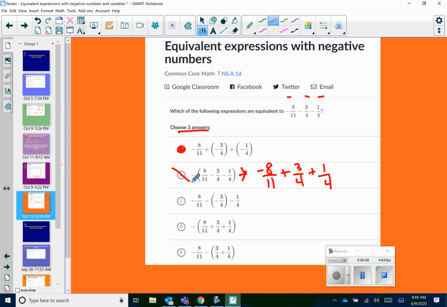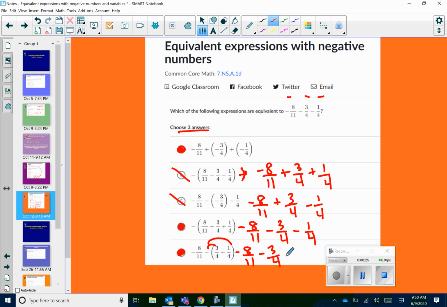Here, I've got this double negative, which if I were to do keep, change, that would become plus 3/4 minus 1/4. So that's not what we're looking for. So it has to be D and E by default, but let's just check them. So we have to distribute our negative in D. So that's going to leave me with negative 8/11, negative 3/4, and negative 1/4, which is correct. And then here you've got this other negative again that you're going to have to distribute. So that's going to leave you with negative 3/4 and negative 1/4, which is what we were looking for.